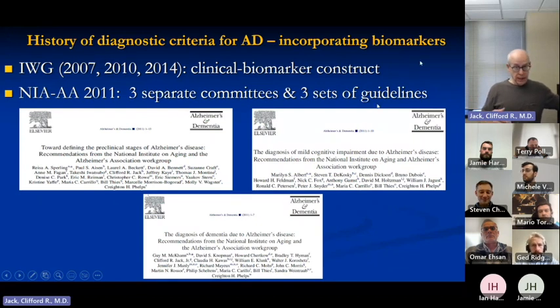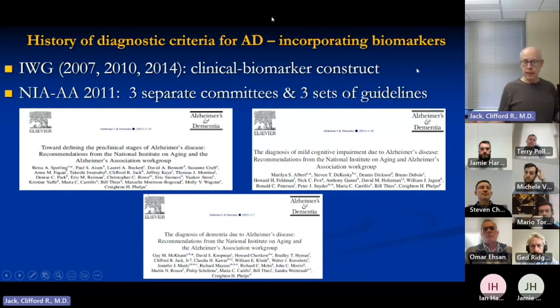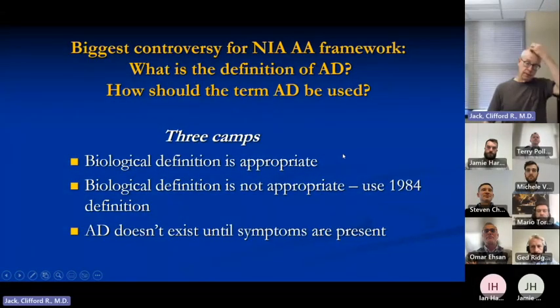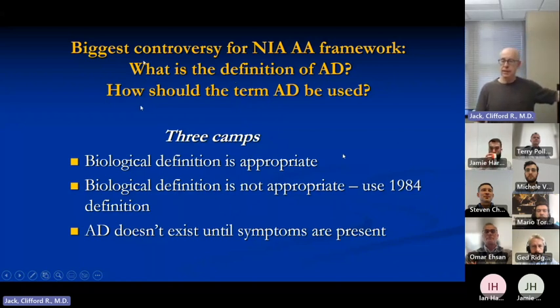So, I mentioned that many research groups around the world started to incorporate biomarkers, multimodality biomarkers, into their research programs, and it became obvious pretty quickly that they had diagnostic value. And so there were two different groups then that incorporated biomarkers. There were a number of controversies, but the biggest one was around this, and that is, what is the definition of Alzheimer's disease? How should the term be used?